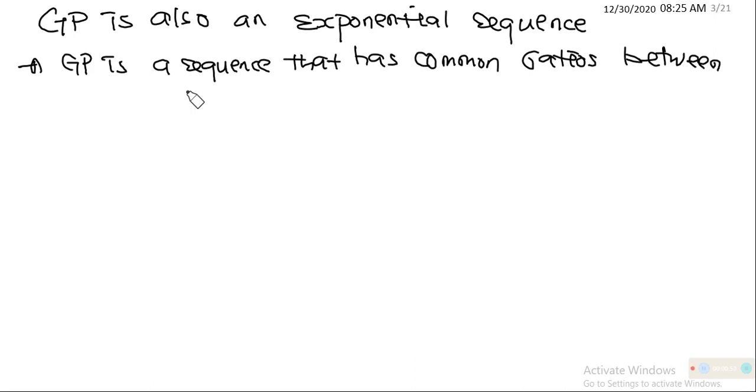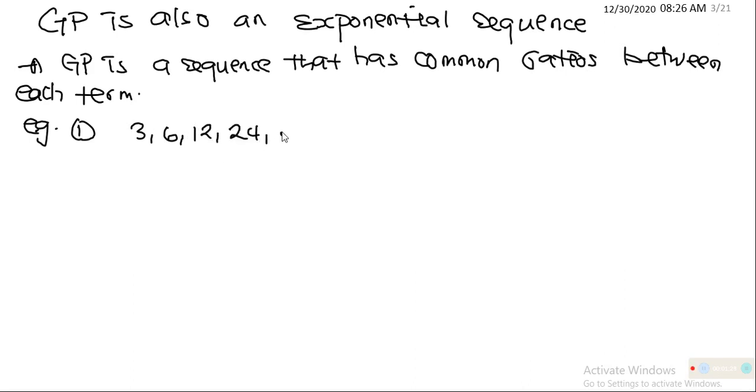A GP is a sequence that has a common ratio between each term. So for example, take a look at this sequence: 3, 6, 12, 24, and then it's an infinite sequence.